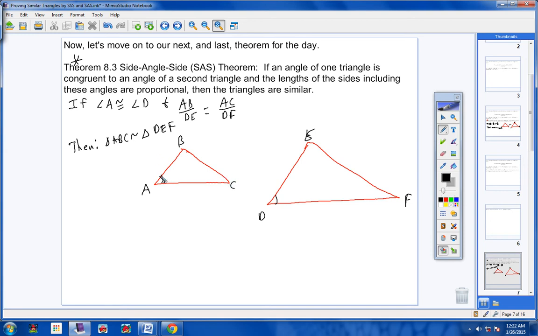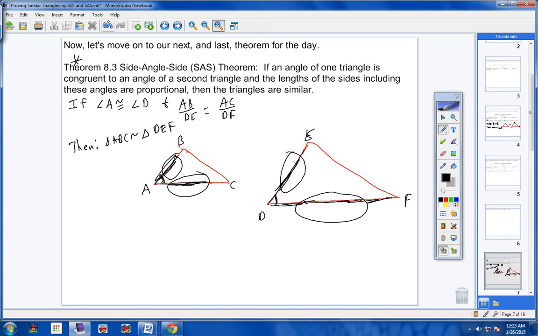We have an angle here congruent to an angle here. Now, if that's the case, you cannot use this side here and this side here. That's angle side side or side side angle, okay? It has to be this side here with this side here and this side here corresponding to this side here, okay? That's why I said AB over DE equals AC over DF, okay?